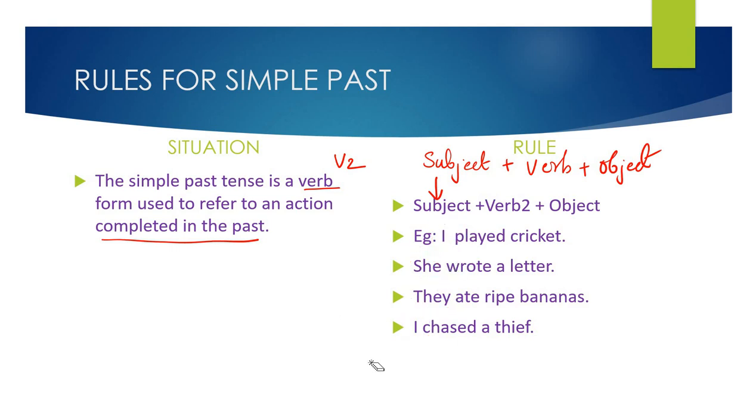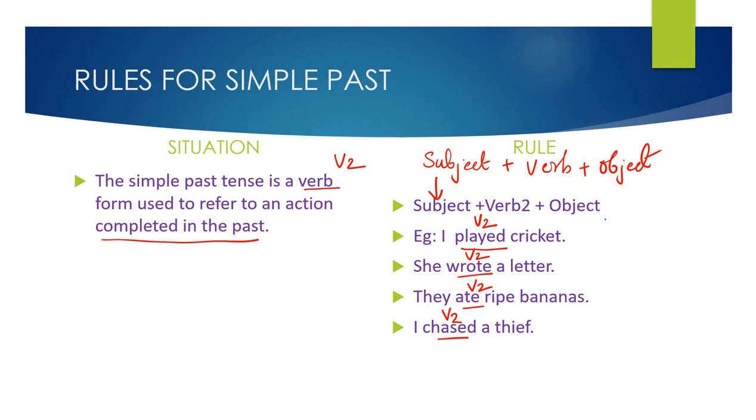Now, next we have the verb part. I played cricket. There, played is the V2 form of the verb that we have used. She wrote a letter. There, wrote is the V2 form of the verb that we have used. They ate ripe bananas. There, ate is the V2 form of the verb that we have used. And I chased a thief. There, chased is the V2 form of the verb that we have used.